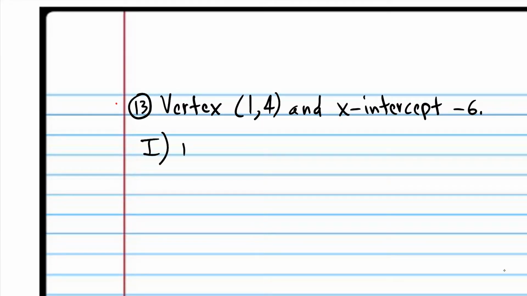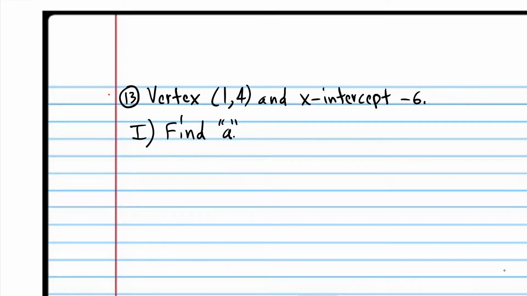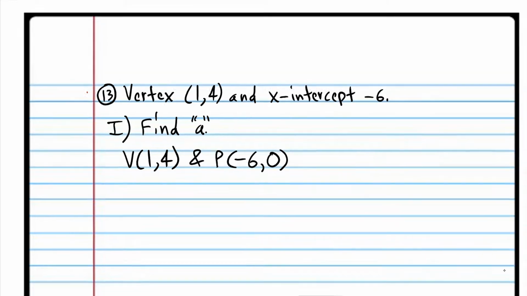Well, step 1 is to find a, of course. And they're giving us the vertex 1, 4. But now we have to interpret this information as a point. Remember, the y value of any x-intercept is always 0. So we know that the x value of the point is -6 and the y value is 0.